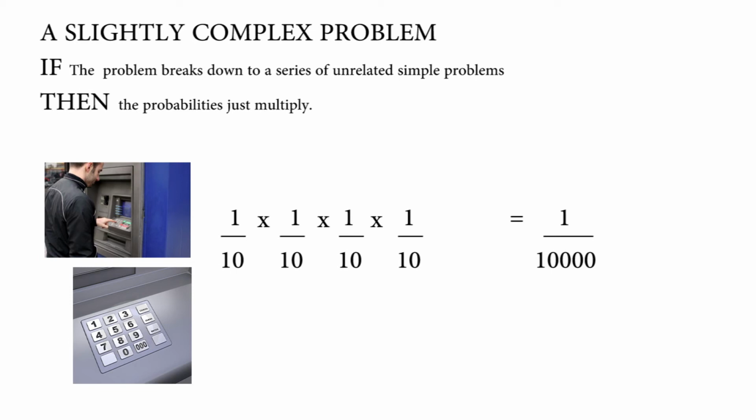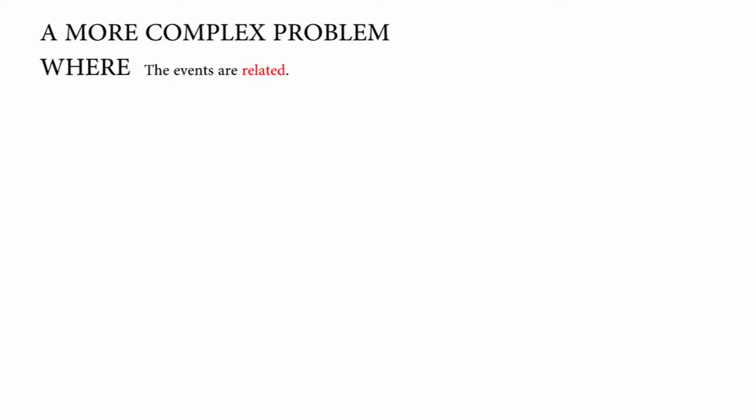But the ATM machine allows us to make mistakes. It allows 3 chances to get the number right before it chews up the card. So our chances go up from 1 in 10,000 to 3 in 10,000. Is this secure? There is only one slightly more complex problem still. That is when the outcomes are related.